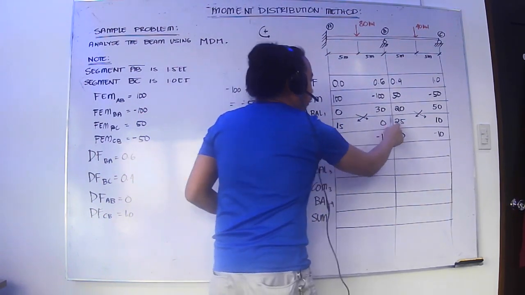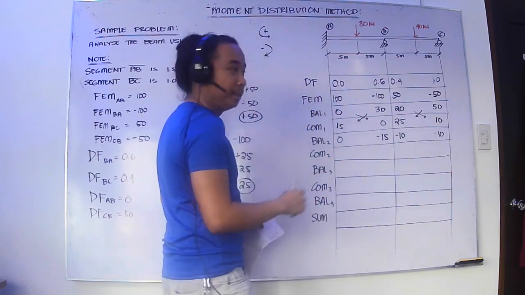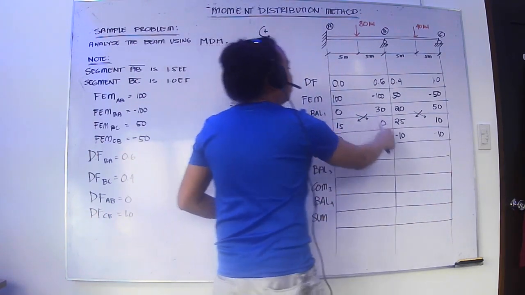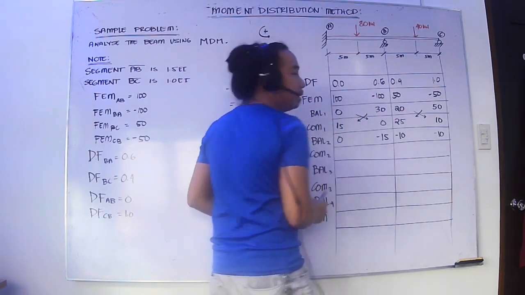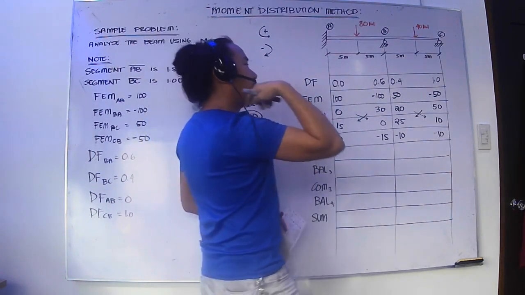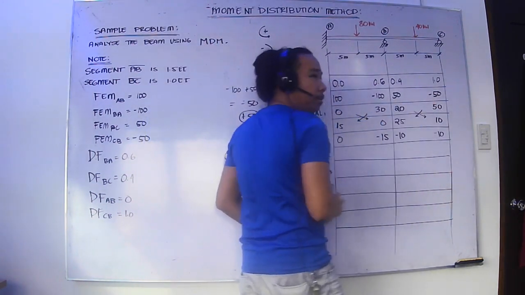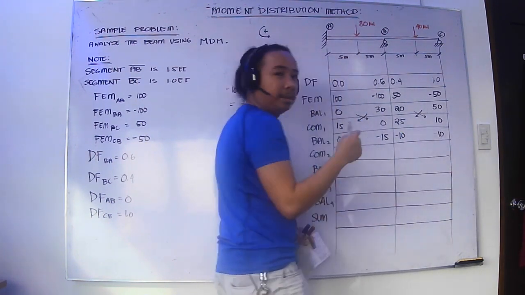Now, 25, 0 plus 25 minus 15 minus 10. How much is that? 0. So this is correct. Negative 100 plus 50 plus 30 plus 20. How much is that? 0. So this is correct. Negative 50 plus 50 is equal to 0. So this is correct. 10 plus negative 10 is equal to 0.